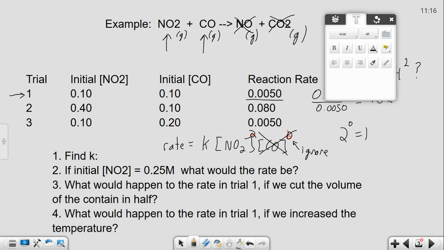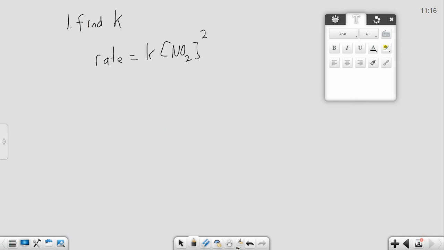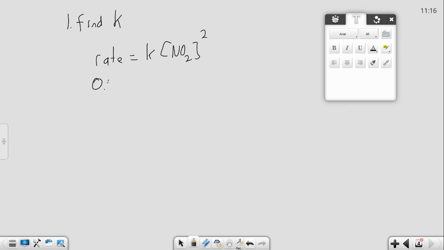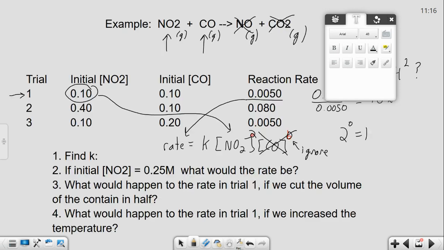We're going to take our rate, and we're going to put it there. We're going to take our initial concentration, and we're going to put it there. So, I forgot already. What was the rate? 0.005? 0.005 equals K times 0.1 squared. Just want to make sure I got that right. Yeah, 0.1. Perfect.